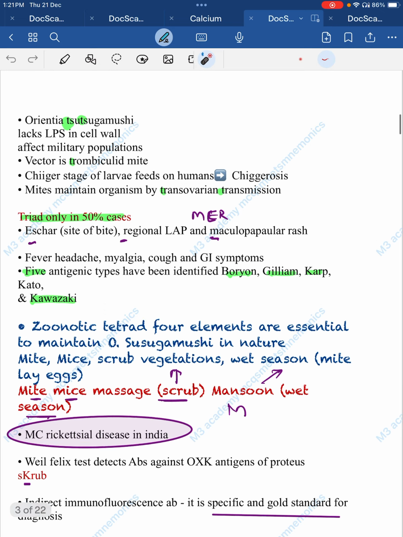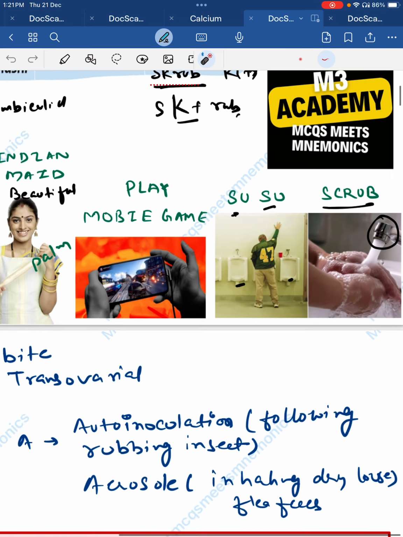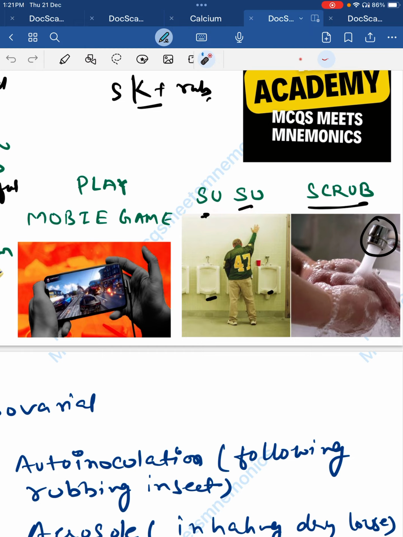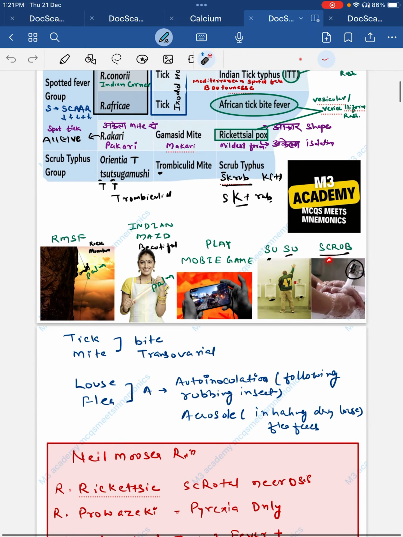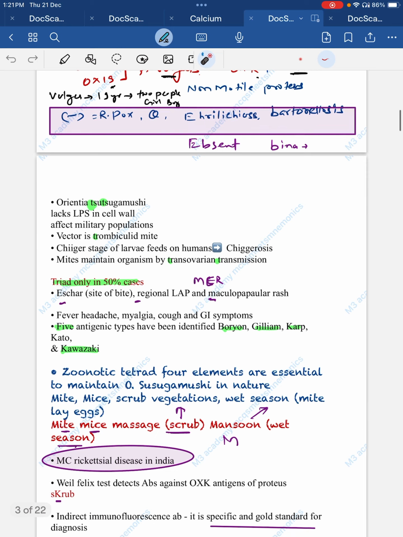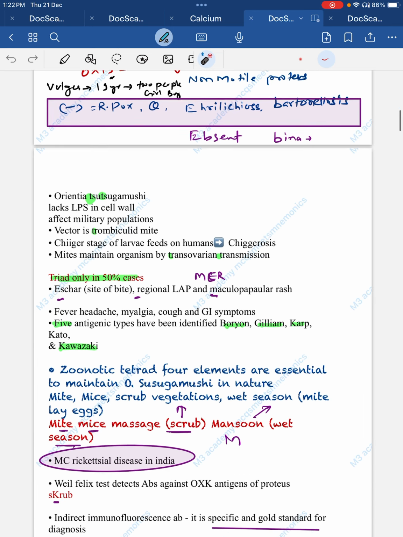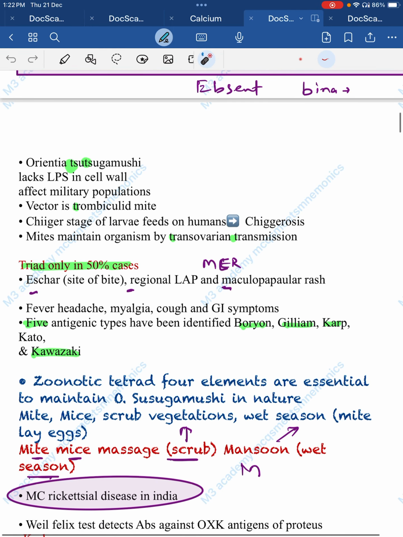So how do you remember this? See this picture. After susu you are doing hand scrub. So tsutsugamushi causes scrub typhus. Scrub typhus is caused by Orientia tsutsugamushi, which lacks LPS in the cell wall and mainly affects the military population. Mite from T you can remember as trombiculid mite, and the chigger stage is the larva in the human, so its other name is chigger-osis. That is why we call scrub typhus chiggerosis here.